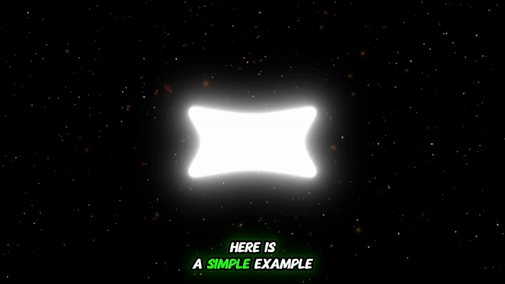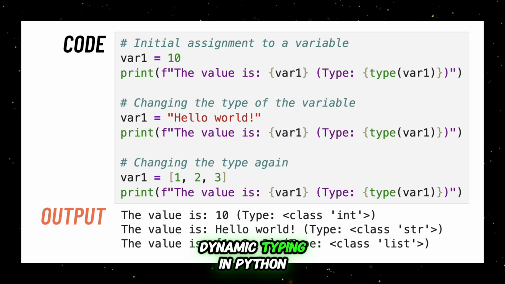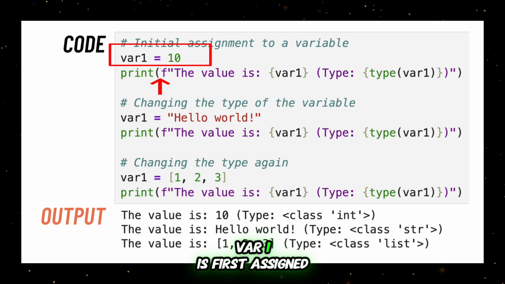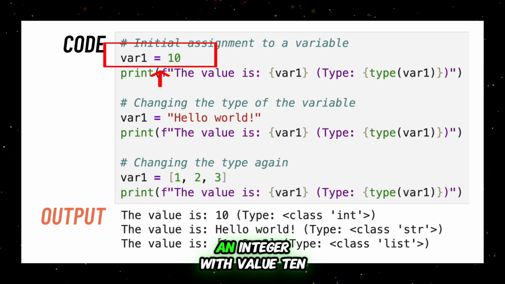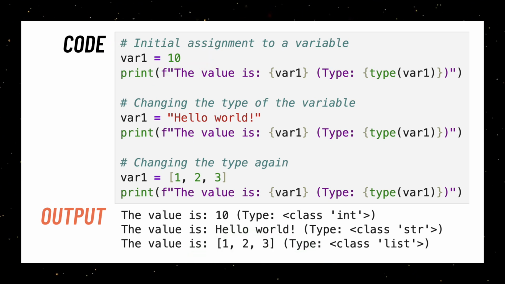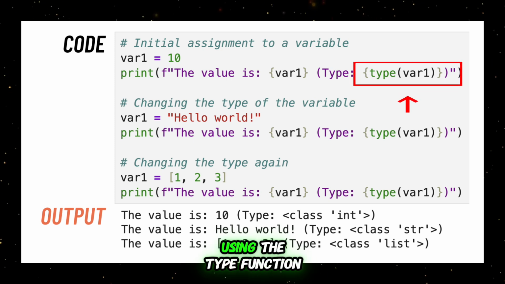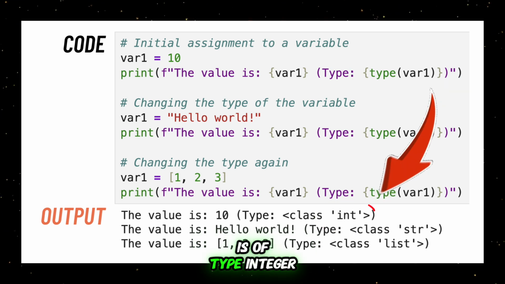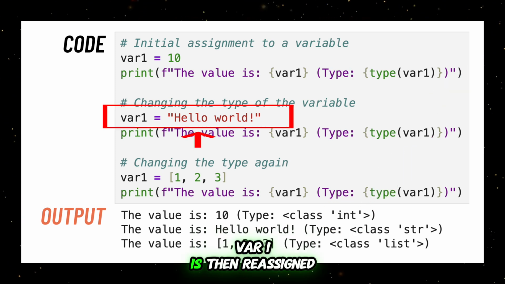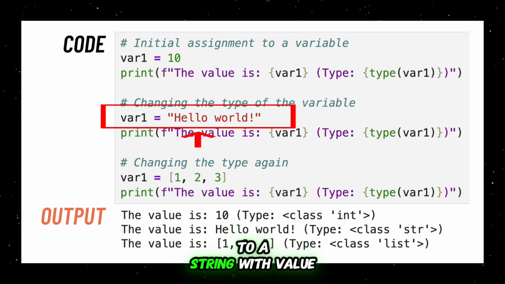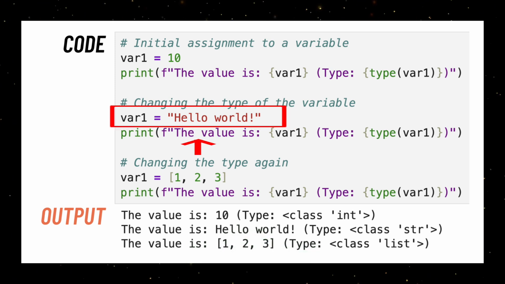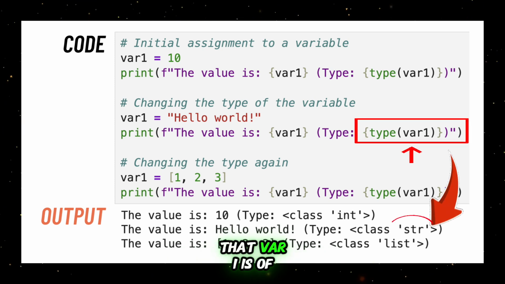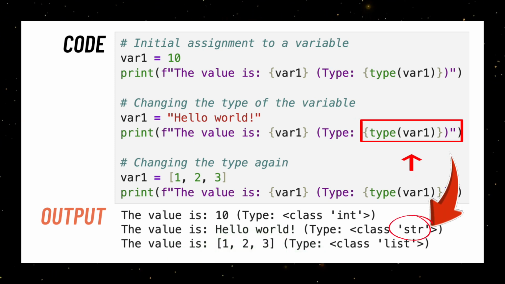Here is a simple example to illustrate dynamic typing in Python. In the initial assignment, the variable var1 is first assigned an integer with value 10. The type is then checked using the type function, which confirms that var1 is of type integer. var1 is then reassigned to a string with value "hello world". The type is then checked again, and this time it shows that var1 is of type str.